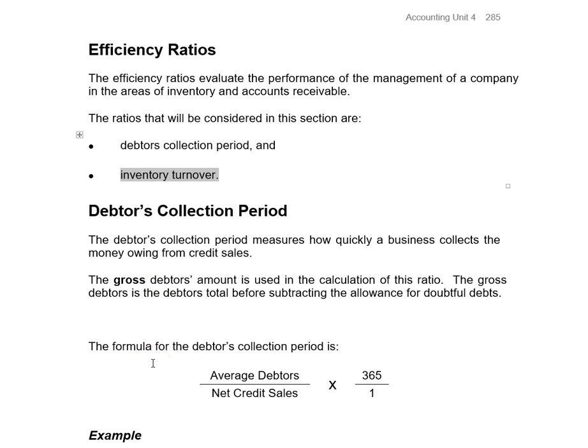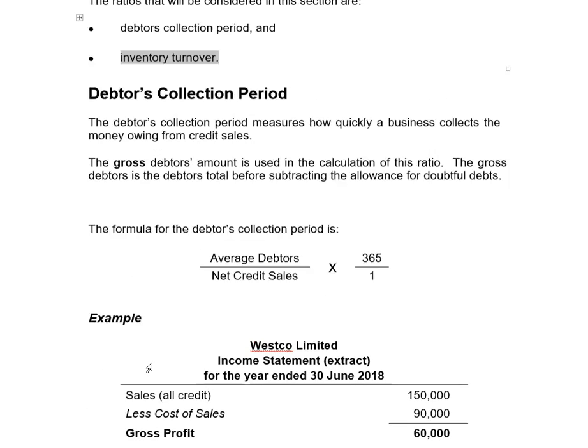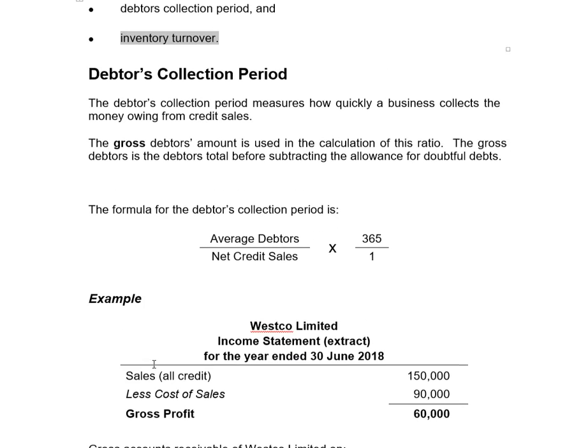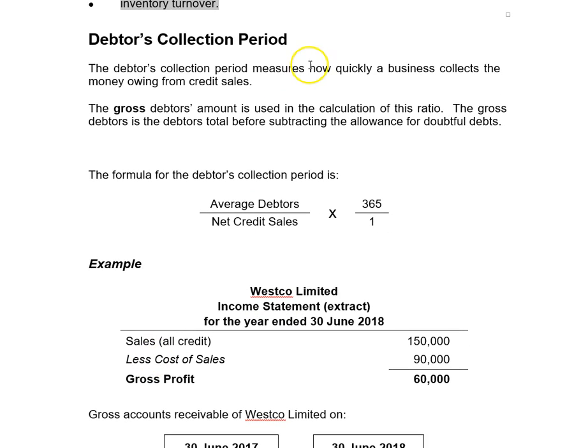So let's look at the debtors collection period ratio. This is on page 285 of the textbook, by the way. The debtors collection period ratio measures how quickly a business collects money from credit sales. You need to look at credit sales because it is only when you have credit sales that you have debtors. When we calculate debtors, we need to use the gross debtors amount, so do not minus allowance for doubtful debt in any calculations of debtors for debtors collection period.